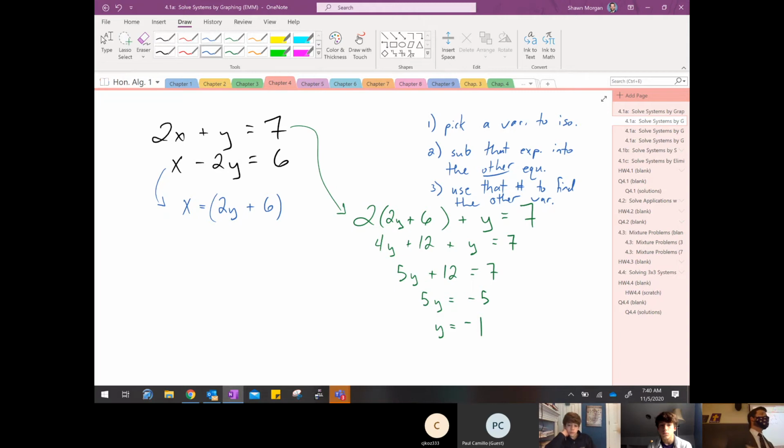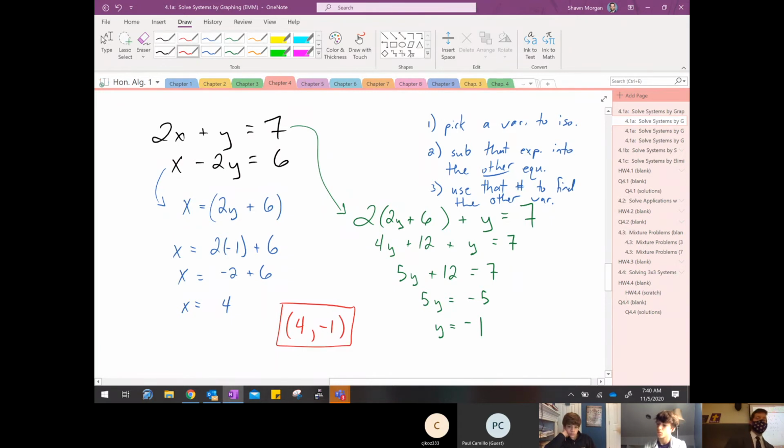All I got to do is combine like terms, do a little arithmetic. So we got 2 times negative 1 plus 6. What's 2 times negative 1? That's negative 2 plus 6. So x equals what? x equals 4. And of course, how do we answer a system? We give it as an ordered pair, 4, negative 1, and then look at that. So that's substitution in a nutshell, fellas.